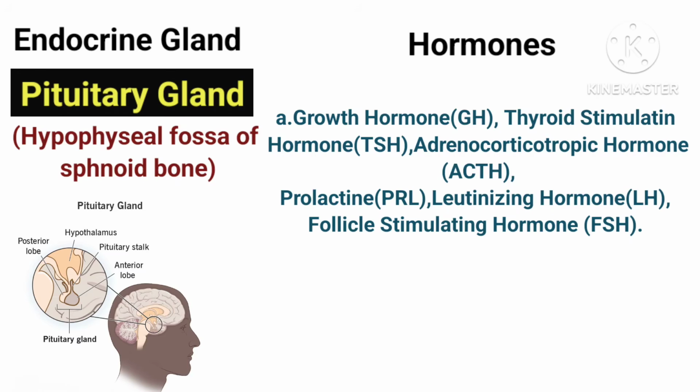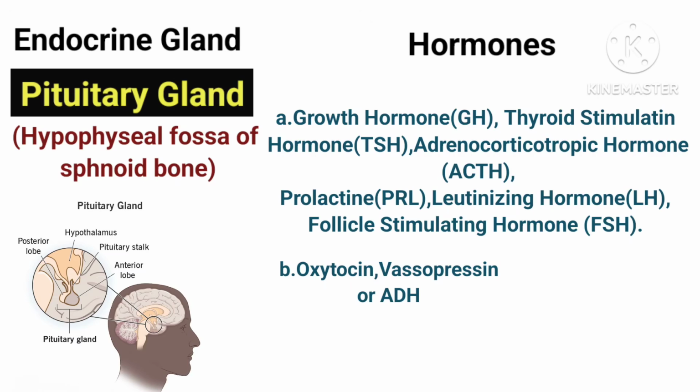Next, the luteinizing hormone or LH stimulates ovulation in women and testosterone production in men. And next, the prolactin hormone or PRL, which stimulates milk production in women. The hormones stored and released by the posterior pituitary are oxytocin and antidiuretic hormone, or vasopressin.